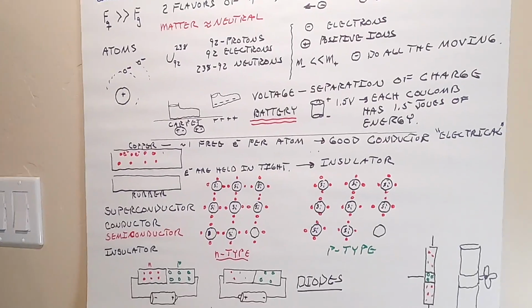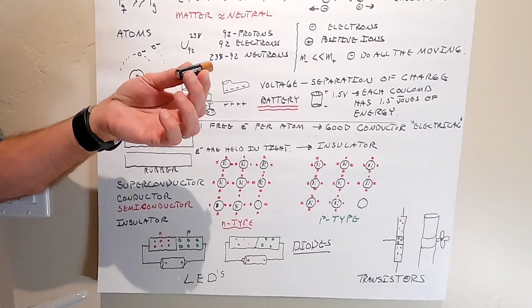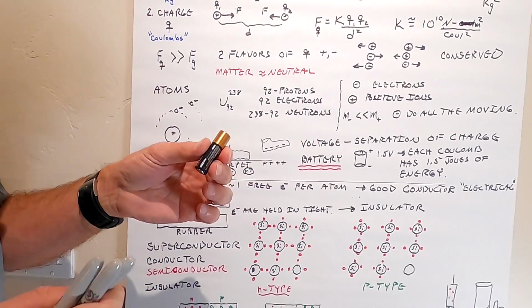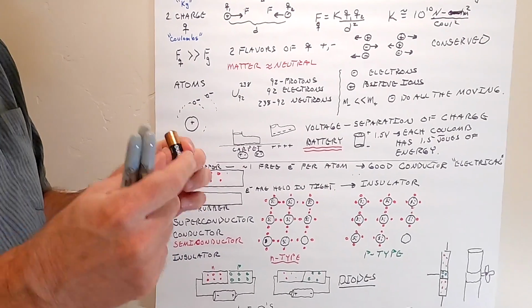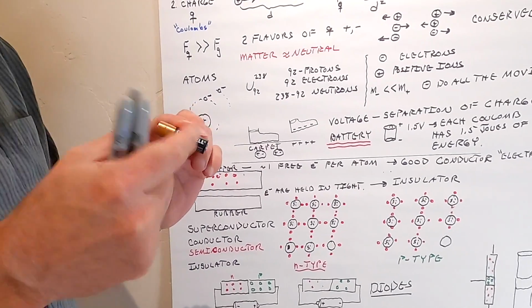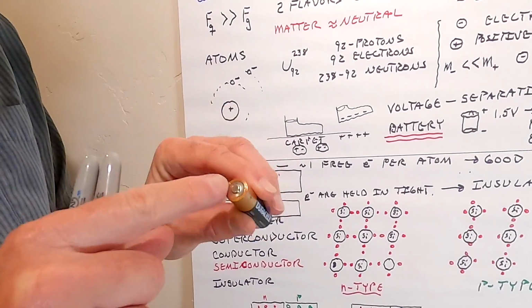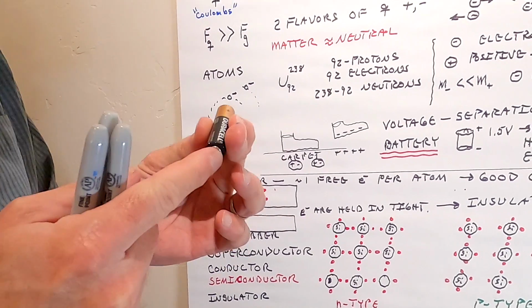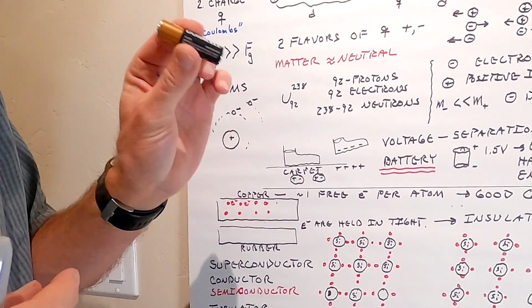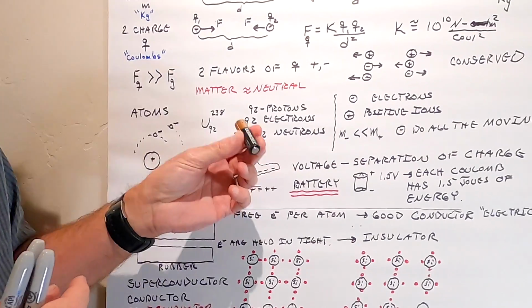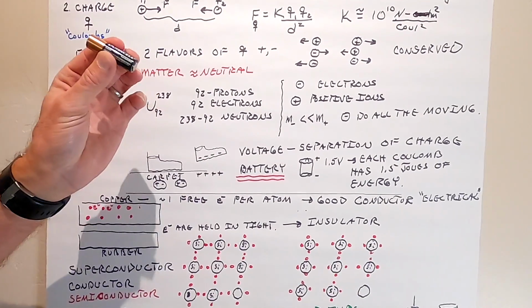Here I have a battery. There's this little AA battery right here. There's a chemical reaction in here that separates the plus to this side with a little bump on it and the minus to that side. And the voltage for this battery is 1.5 volts.